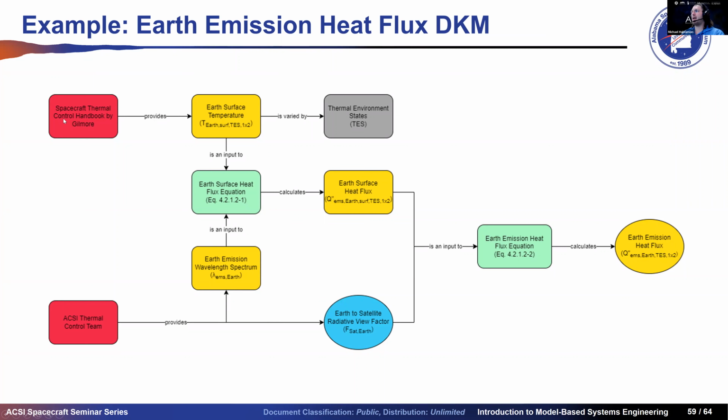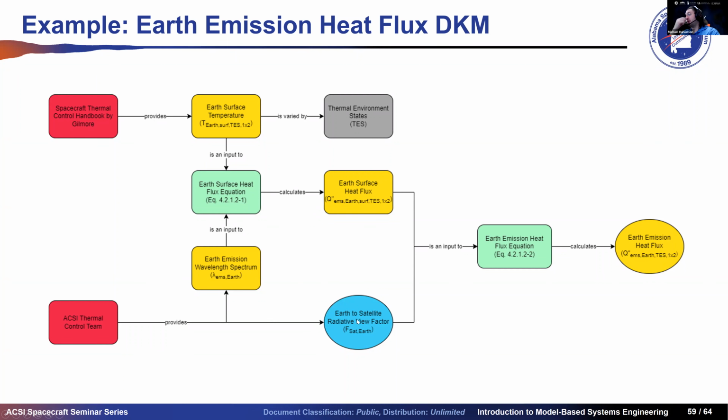So it goes from left to right. A source is going to provide some parameter. Here's the variable for that parameter. This parameter is going to be varied by thermal environment state. So the thermal environment state is going to say, well, we have a hot and a cold thermal environment state. Okay, cool. So 1/2, one for each of the thermal environment states. This Earth surface heat flux equation, sure. It's just some equation that we're using, and this with this input is used to calculate some Earth surface heat flux. Now notice that these two right here are ovals.